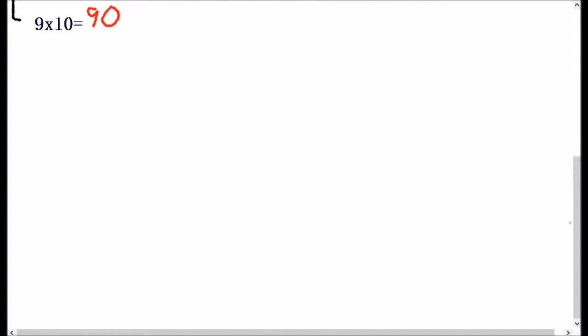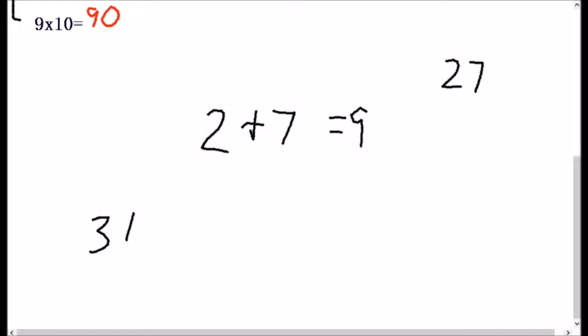Uh-oh, they're gone. So, what partners with the 2? Well, let's see. If we can't remember, we can count up from 2 to see 2 plus what equals 9, and that would be 7. So 2 partners with the 7. What partners with the 3? Well, that would be 3 plus 6 equals 9, so 3 and 6 partner.